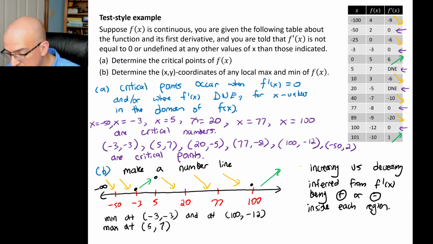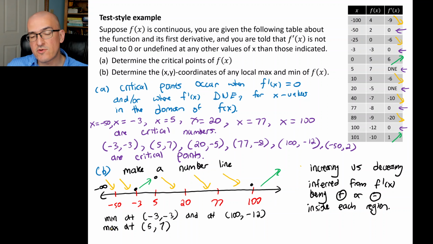There's no other places where the increasing, decreasing switches. It only switches at -3, and it switches again at 5, and it switches again at 100, and all the other things, even though they're critical numbers, they're not locations across which the sign of the first derivative changes from positive to negative.